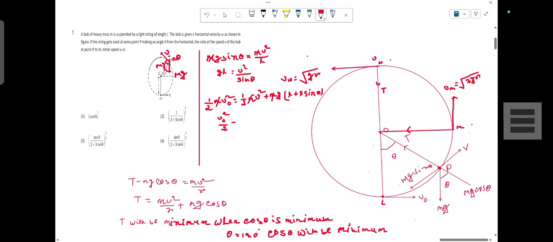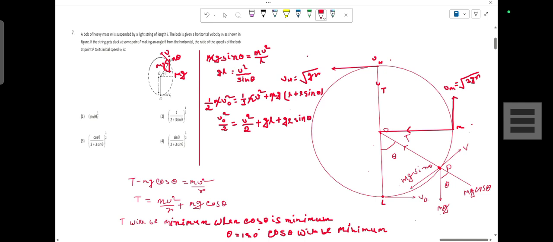is equal to v square by 2 plus gL plus gL sin theta.